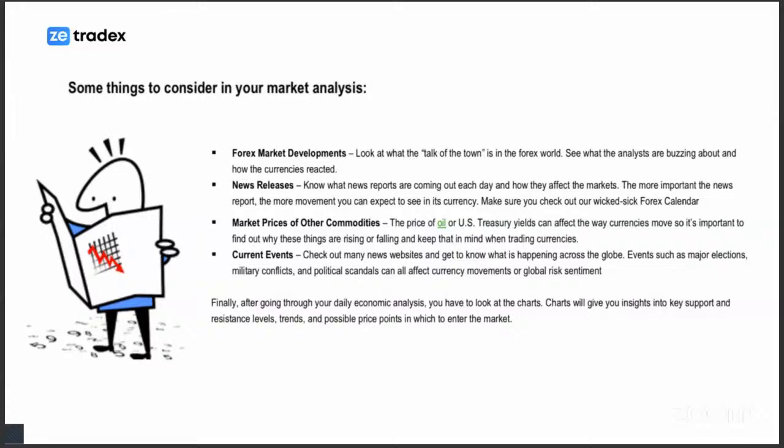Some important things to consider in your market analysis. Forex market developments. Look at what the talk of the town is in the forex world. See what analysts like Nicholas are buzzing about and how the currencies reacted.